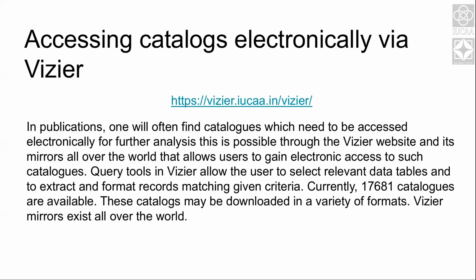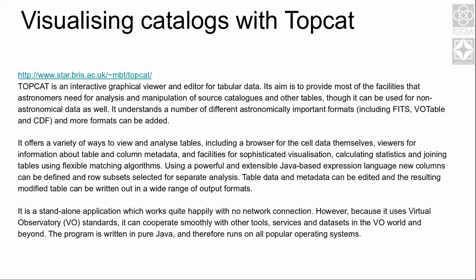So if you're looking, let's say, at a catalog of galaxies and you're interested in objects that are brighter than a certain optical magnitude, you can specify that in the query tool in VizieR and only select those objects. And more than 10,000 catalogs are available in VizieR, and they can be downloaded in a variety of formats. The third tool that one should look at is something known as Topcat. And Topcat is a piece of software that allows you to visualize catalogs.